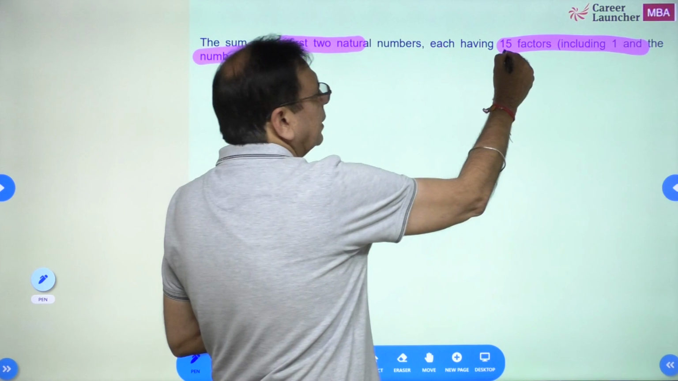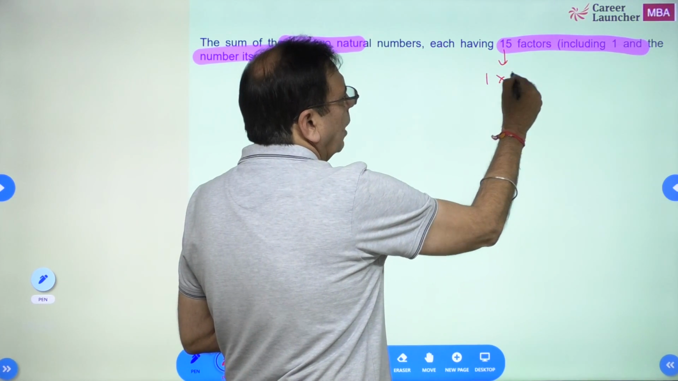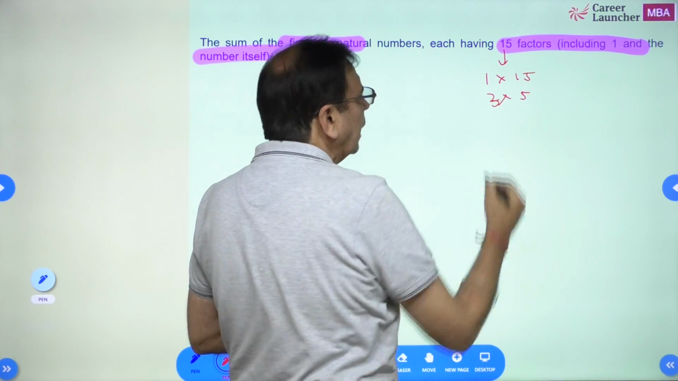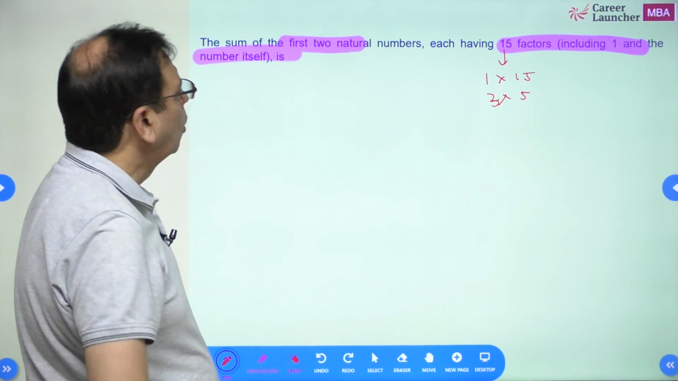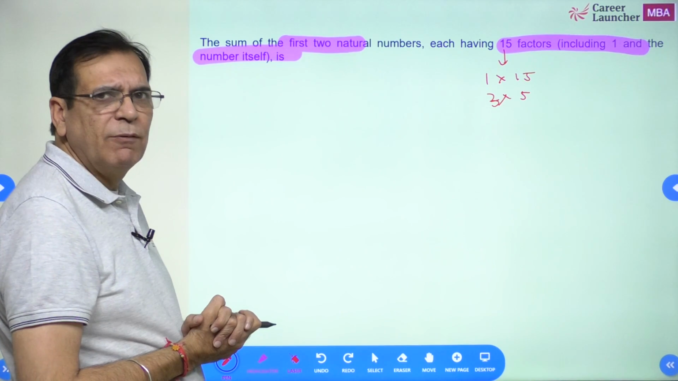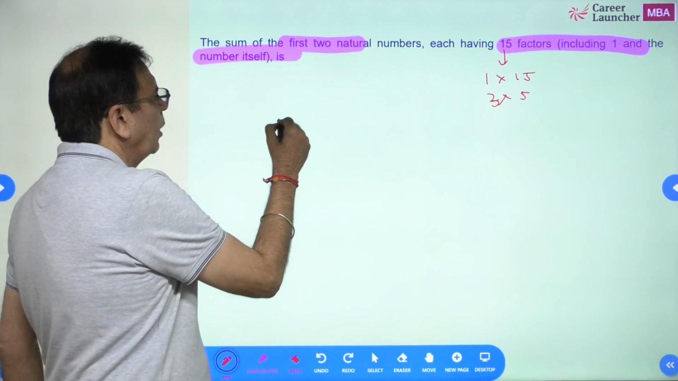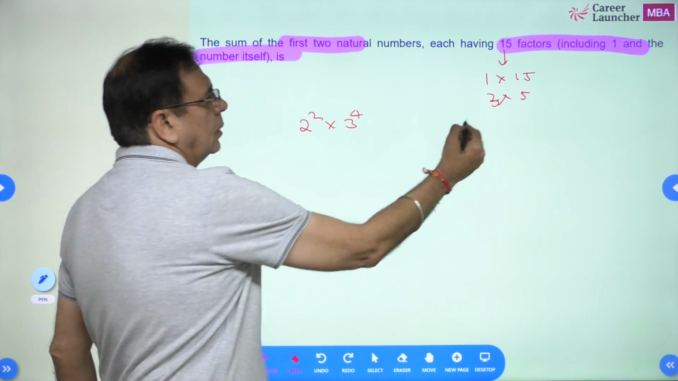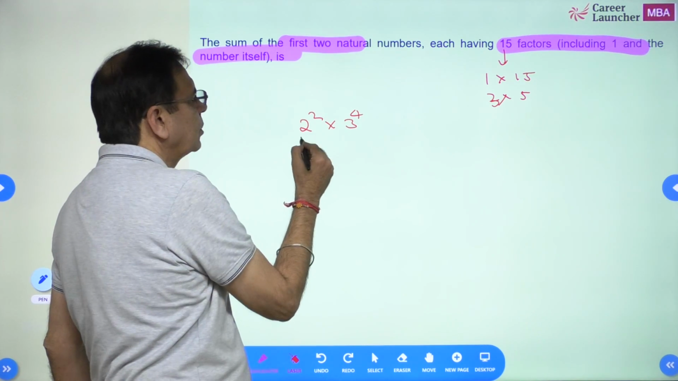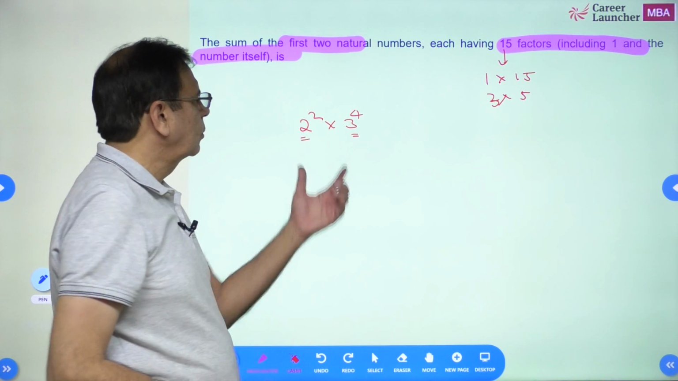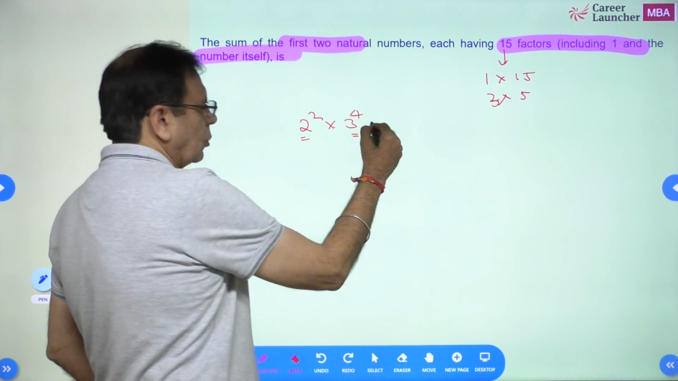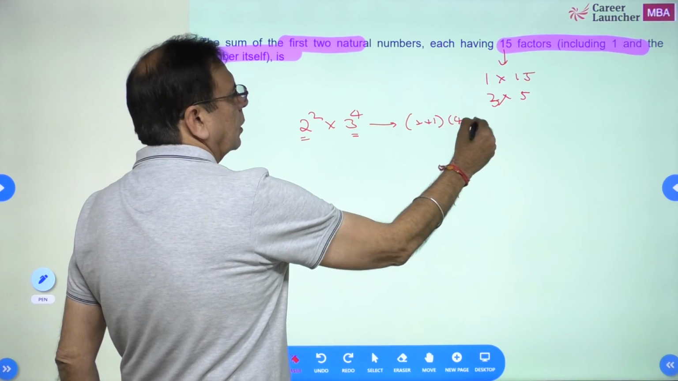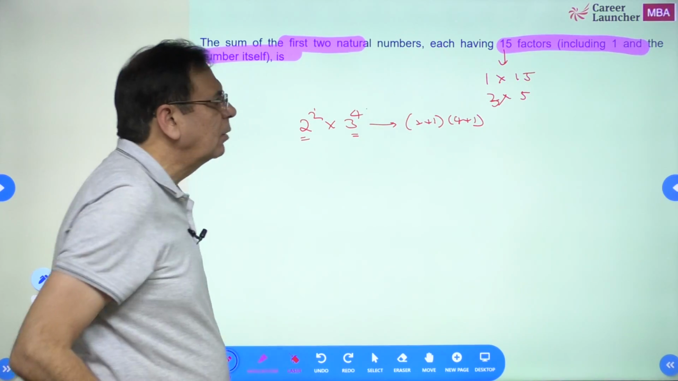If something has 15 factors, what can 15 be? 1 into 15 and 3 into 5. These are the only two cases possible, right? So what will be the smallest number which will have 15 factors? It will obviously be 2 square into 3 to power 4. That means this will have 3 factors and this will have 5 factors. So 2 plus 1. So the number of factors here will be 2 plus 1 into 4 plus 1. Right? 2 plus 1 into 4 plus 1, 15.